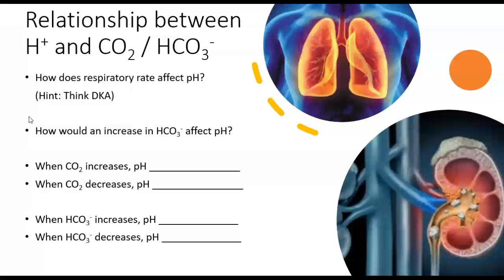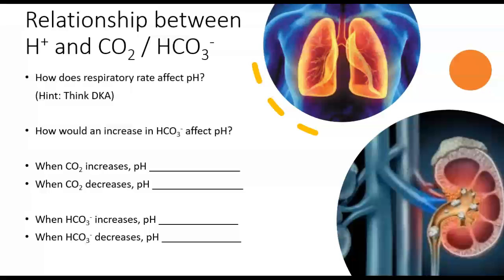So with DKA, we know it's acidosis. There's extra hydrogen ions, and the body compensates by creating more CO2, trying to breathe off that carbon dioxide to lower the hydrogen ions. On the flip side, if there's a condition that's causing the patient to have decreased respirations, they're holding on to CO2, which would increase the hydrogen ion concentration in the blood. And since hydrogen ion is inversely related to pH, an increase in hydrogen ions results in a decrease in pH.